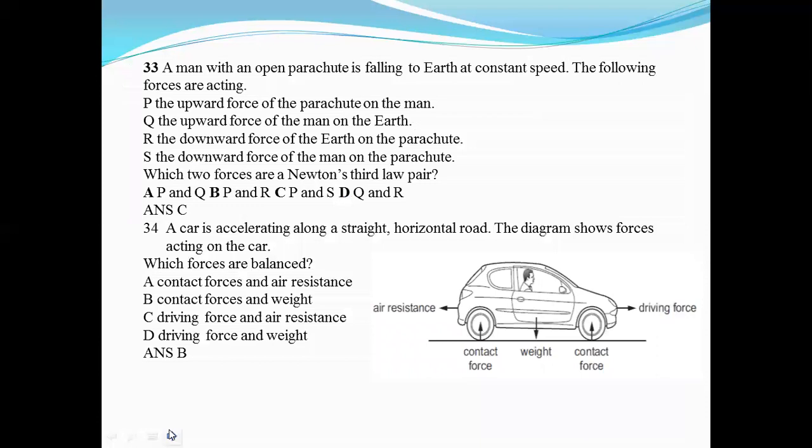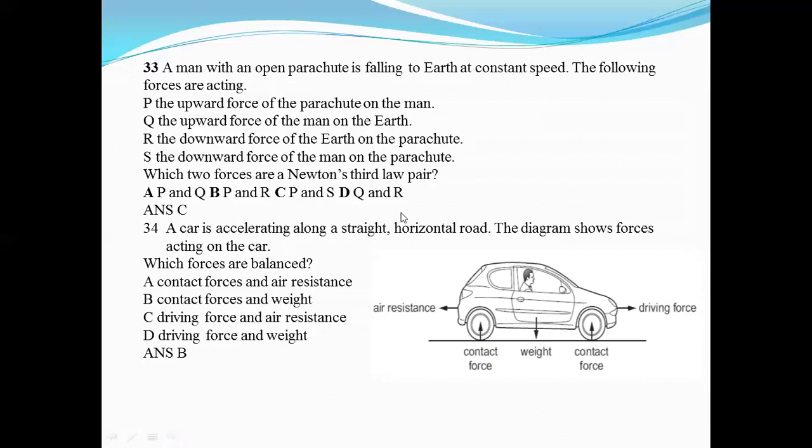Next question. A man with an open parachute is falling to the earth at constant speed. The following forces are acting. P, the upward force of the parachute on the man. Q, the upward force of the man on the earth. R, the downward force of the earth on the parachute. S, the downward force of the man on the parachute. Which two pairs are the Newton's third law pair?